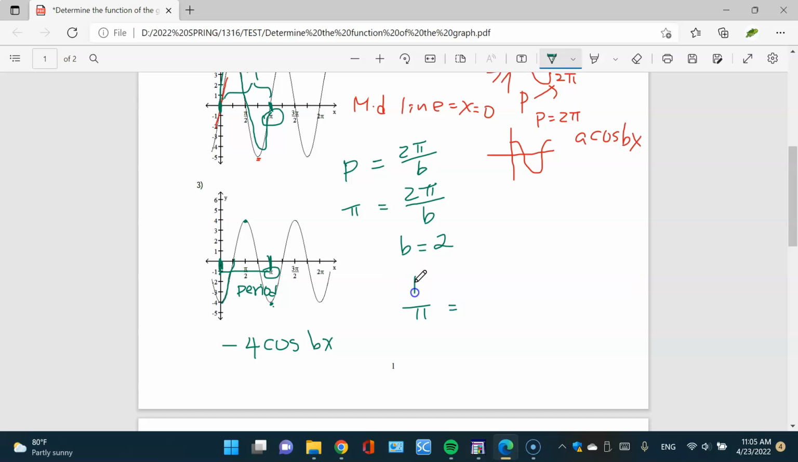This is P. It's equal to 2 pi over b. So we don't know the b. We want to solve for b. Again, b is equal to 2 as well. So we just replace b with 2. So the function of this graph will be negative 4 multiplied by cosine 2x. Again, this negative sign just indicates the graph is reflected across the x-axis.